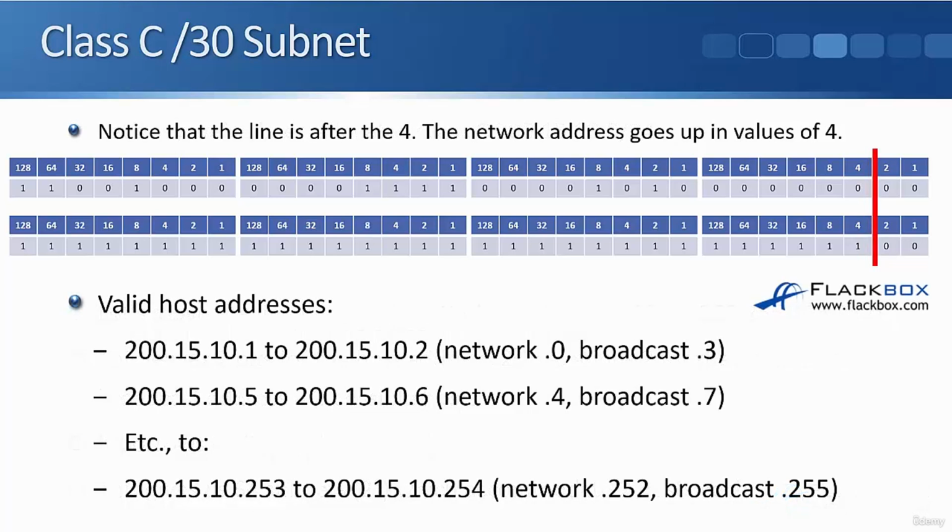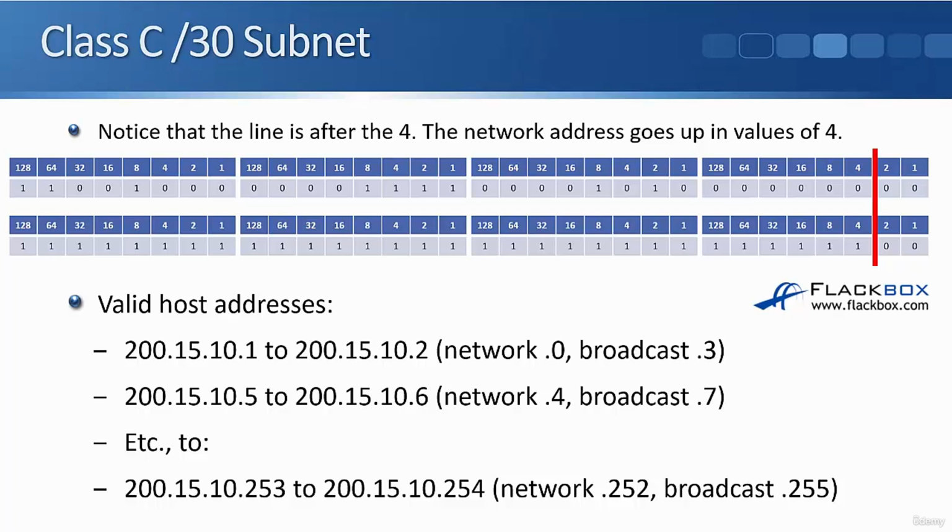The valid addresses are, on the first subnet, the network address is 200.15.10.0 and the broadcast address is 200.15.10.3. The valid addresses are .1 and .2. The next subnet is 200.15.10.5 to .6, and the network is .4, the broadcast is .7. The next subnet, the network would be .8, the valid addresses would be 9 and 10, and the broadcast would be .11, and so on.